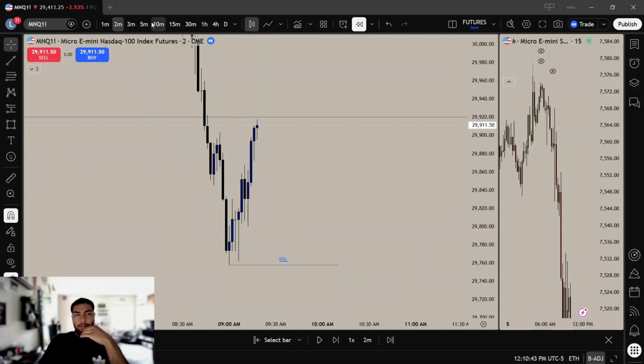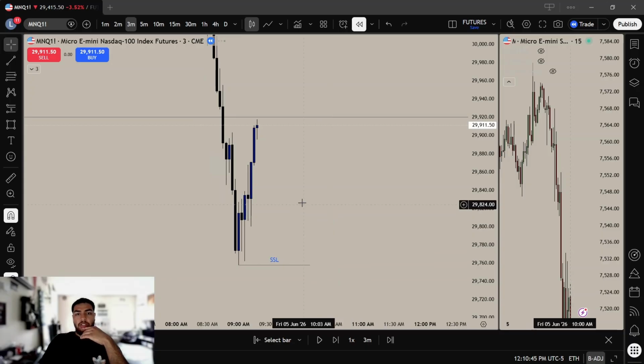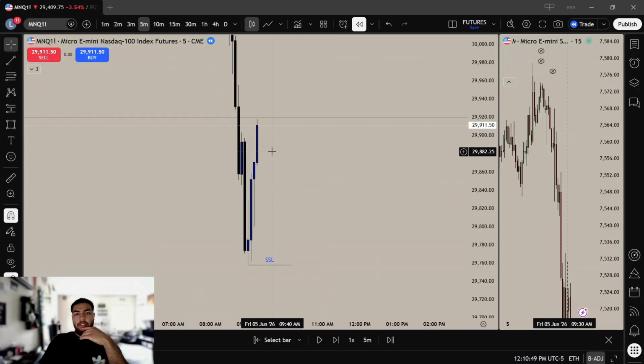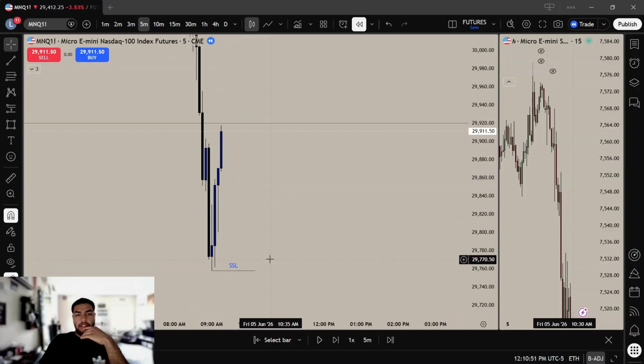2 minute fair value gap as well. Do we have a 3 minute? 3 minute fair value gap right there. Do we have a 5 minute? 5 minute fair value gap right there. So we have this. Boom, keep going.